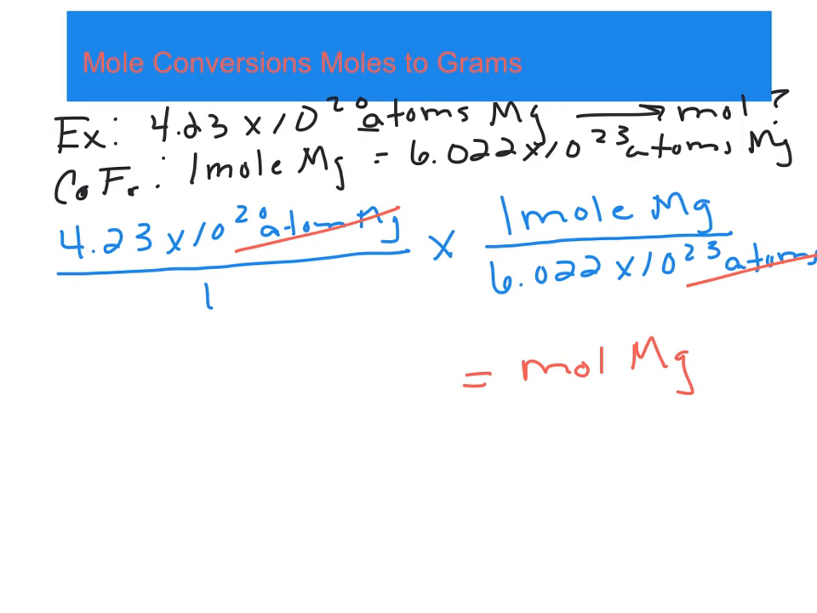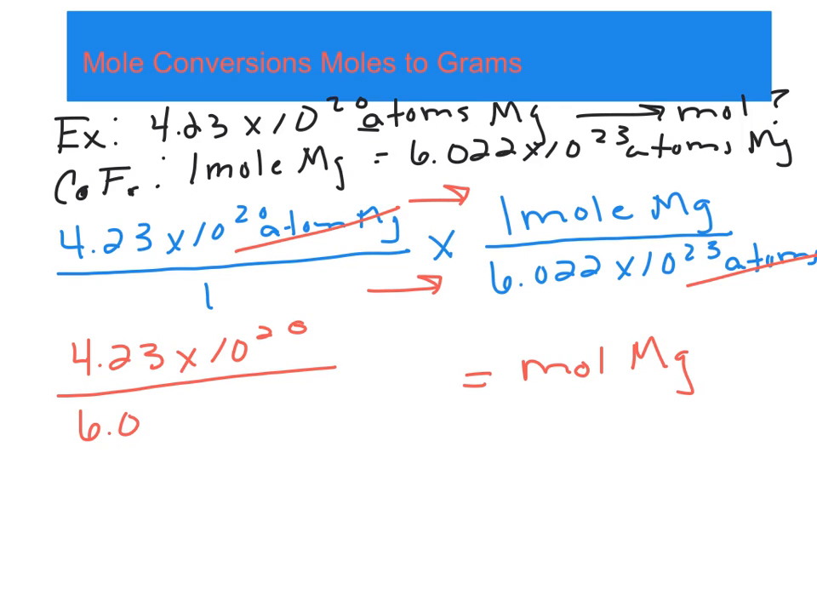Now, what happens here? Well, all you have to do now is multiply straight across the top, straight across the bottom, and you get your final result. In this case, 4.23 times 10 to the 20th times 1, guess what? It gives me 4.23 times 10 to the 20th, right? Nothing changes, all right? 1 times 6.022 times 10 to the 23rd, big surprise, is going to be the exact same thing. So I'm going to write 6.022 times 10 to the 23rd.